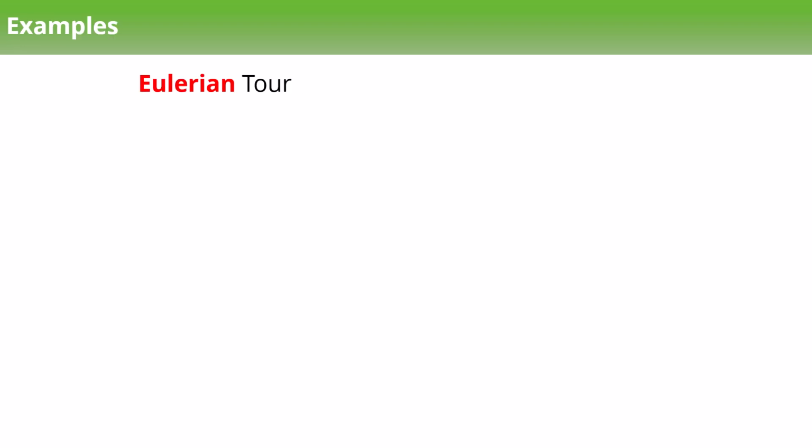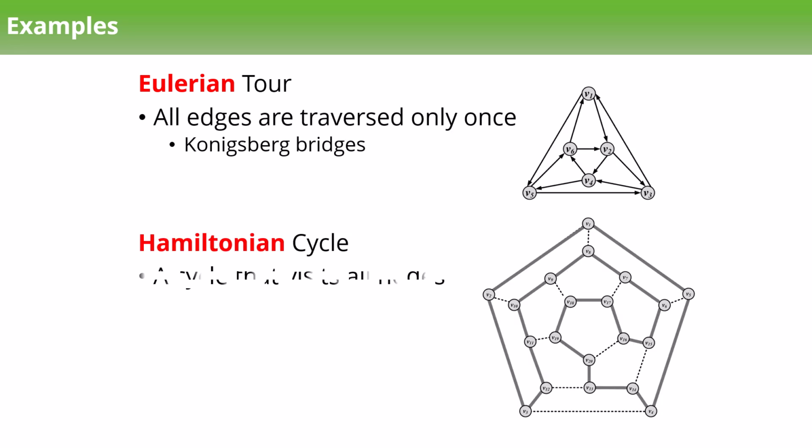So the next one is the Eulerian tour and Hamiltonian cycle. These are two famous graph problems. Eulerian tour: every edge is visited exactly once. Remember the Königsberg problem. That is Eulerian. Hamiltonian cycle: every node is visited exactly once. Notice the difference. Euler focuses on edges. Hamilton focuses on vertices.